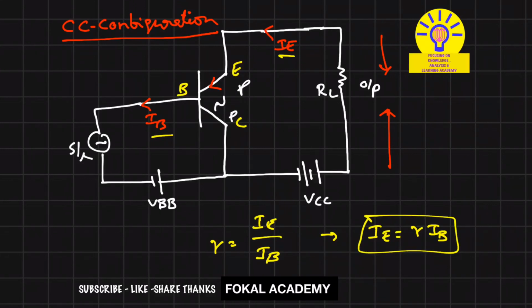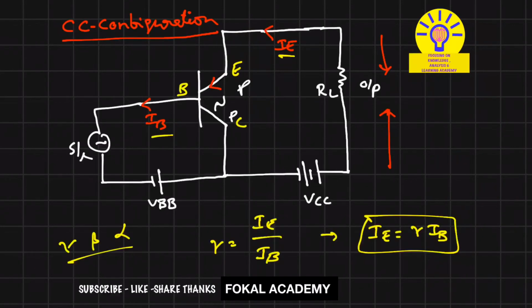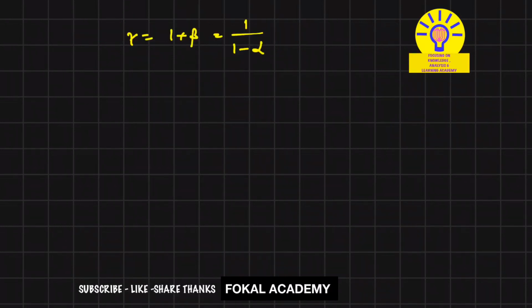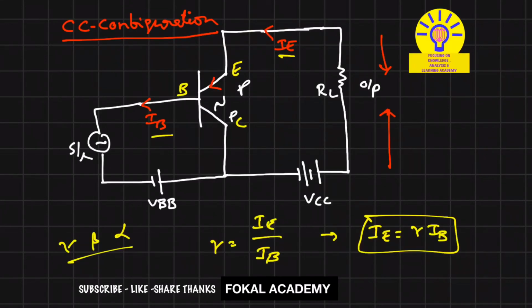We know the relation between gamma, beta and alpha: gamma can be represented as 1 plus beta, that's equal to 1 by 1 minus alpha. So here I am going to replace gamma in terms of beta. Then we get emitter current equal to 1 plus beta into base current. So this is the relation between currents in the common collector configuration.